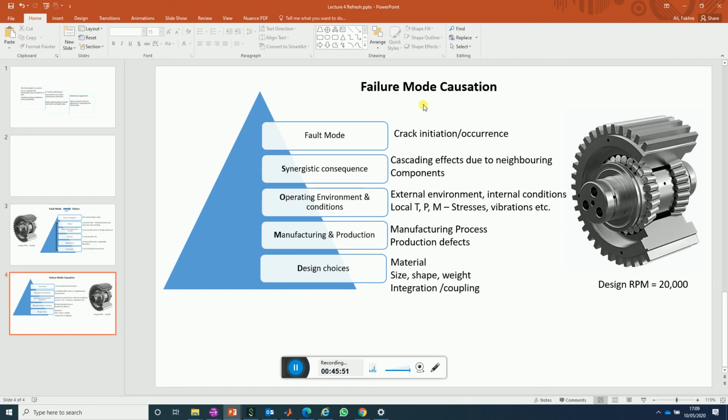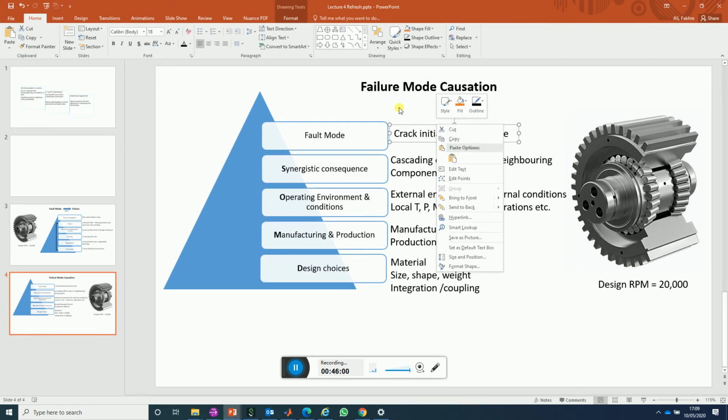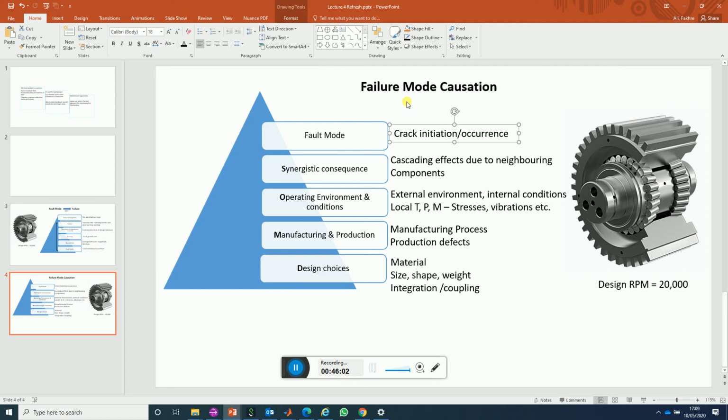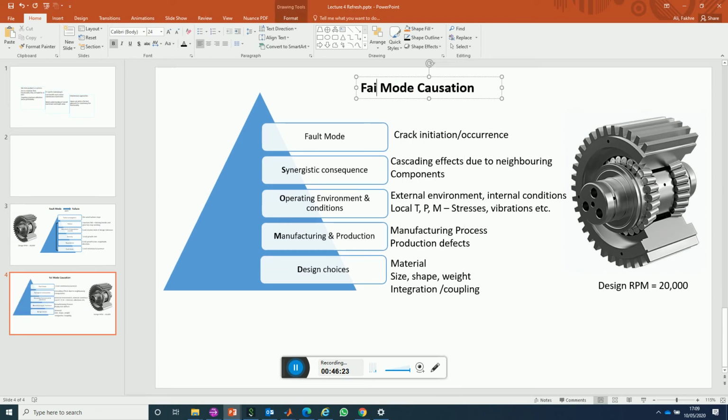So the causation, how you put a rationale behind your fault mode from an engineering point of view, how you go and explore the root cause of something that has occurred. So this is not failure, this is fault mode. Okay, fault mode causation.